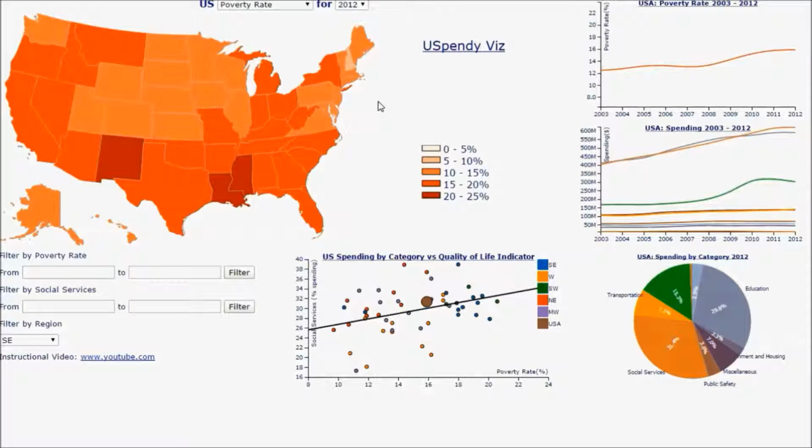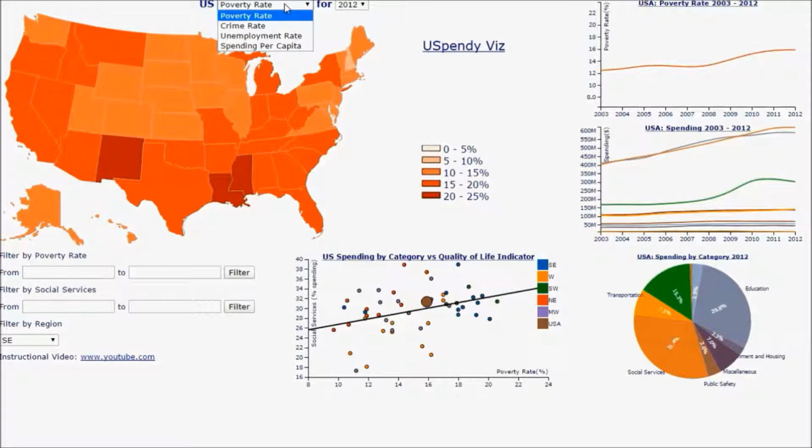Going back to our data map, we see that we have a color gradient here, with lighter shades representing lower values, in this case a low poverty rate, and darker shades representing higher values, in this case a higher poverty rate. When hovering over individual states in our data map, we get details on demand.